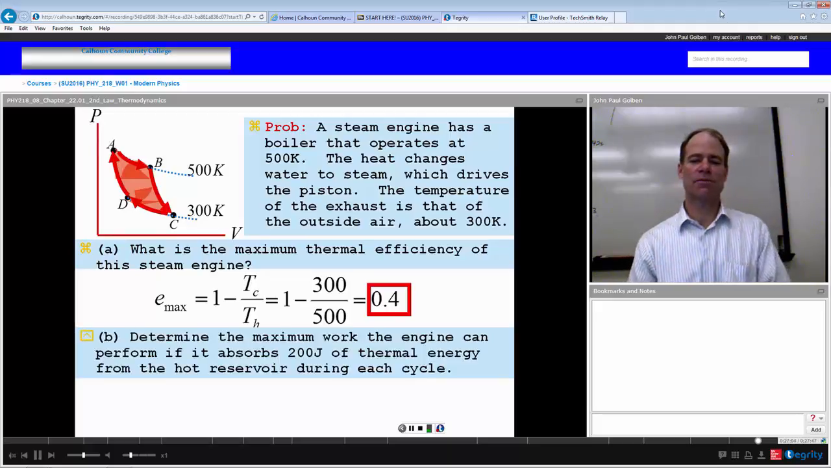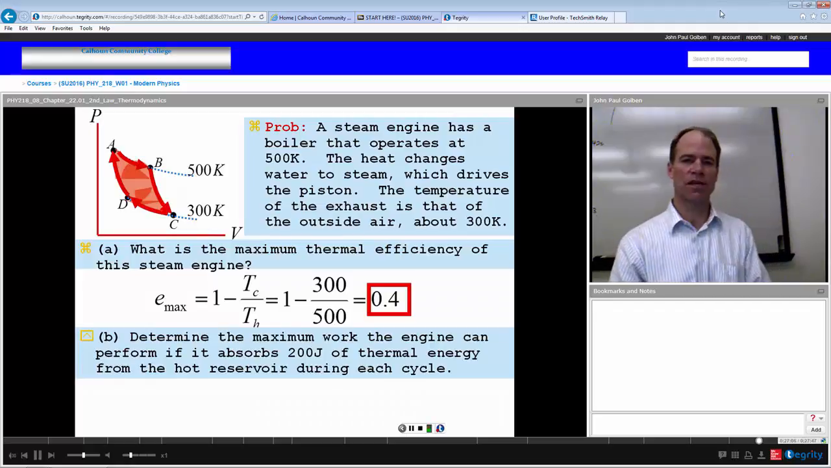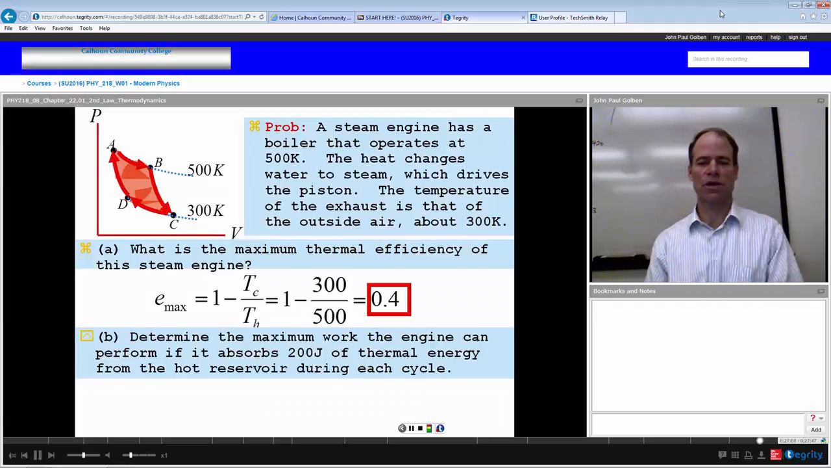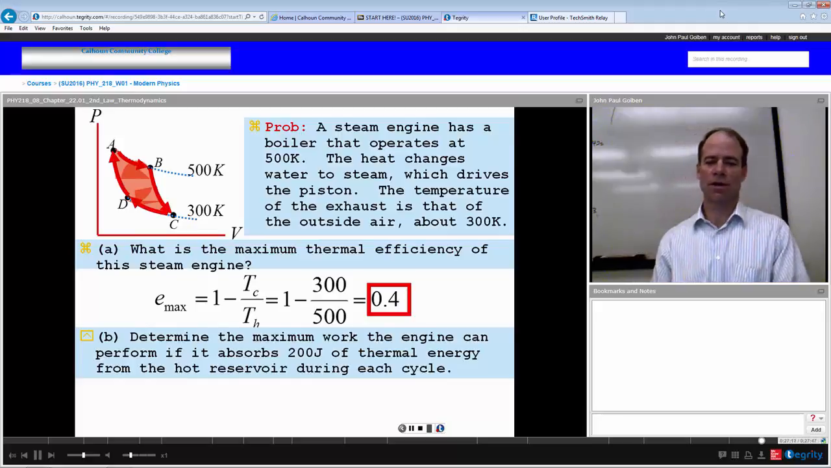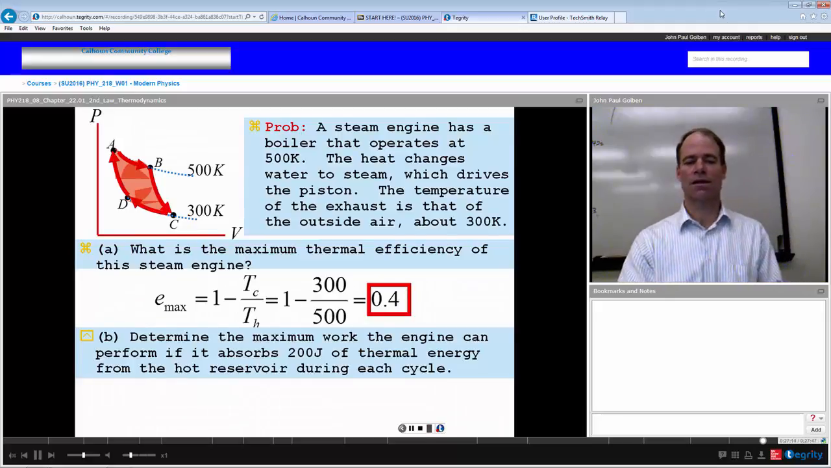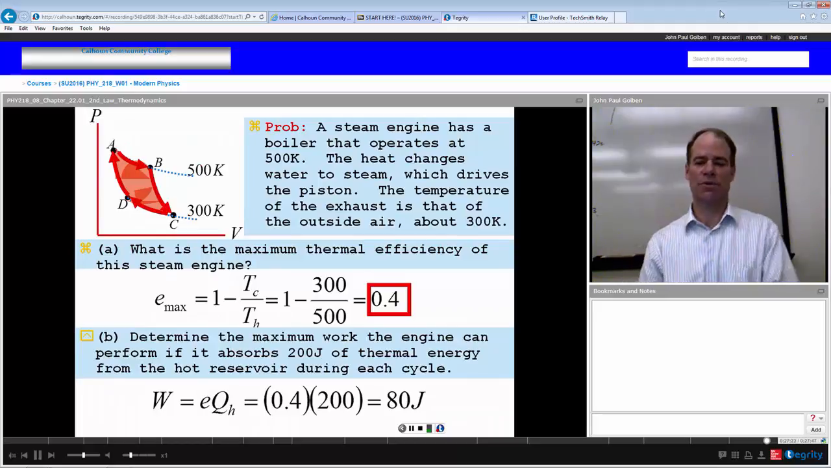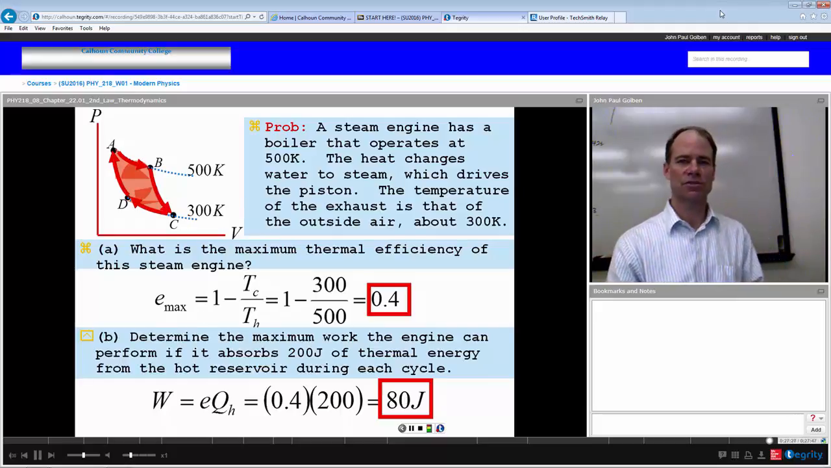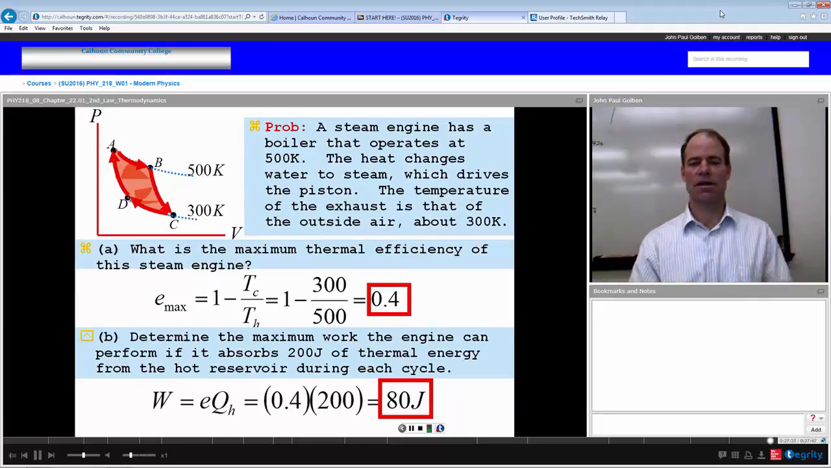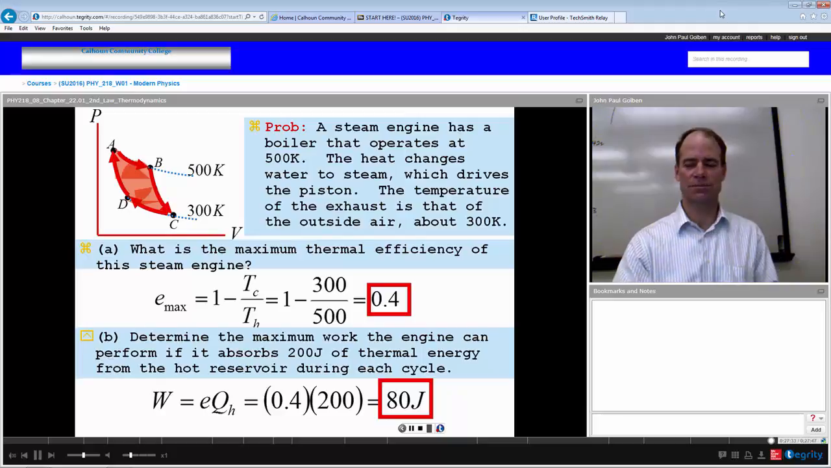Determine the maximum work this engine can perform if it absorbs 200 joules of thermal energy from the hot reservoir during each cycle. Well, our input is 200 joules. Our efficiency is 0.4, so our work is going to be 0.4 times that input, or 80 joules. So this engine can actually perform, at maximum efficiency, 80 joules of work, given that our input was 200 joules.